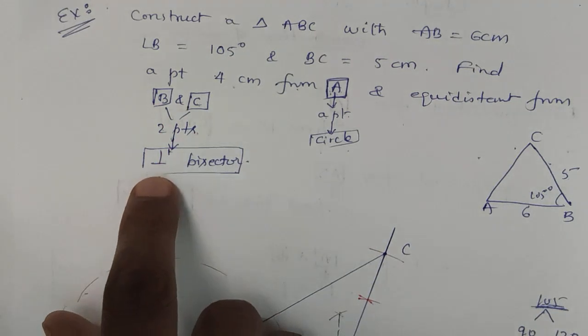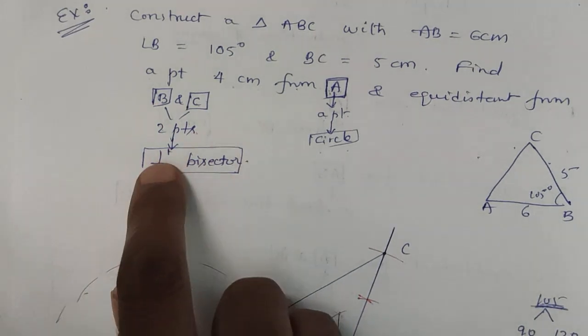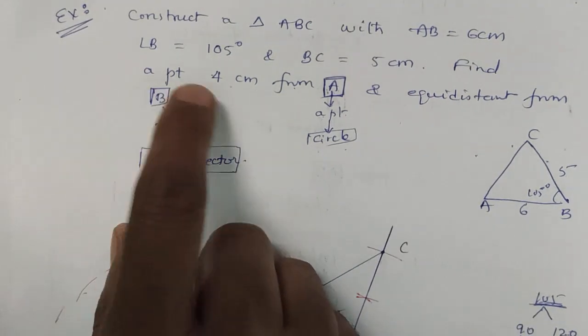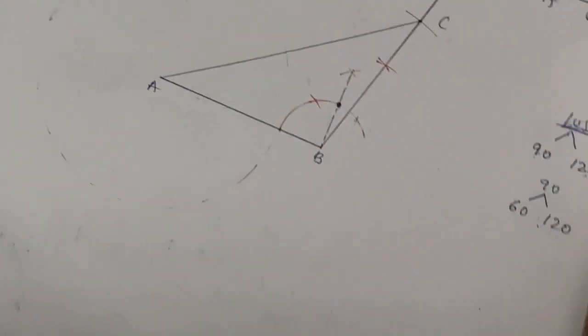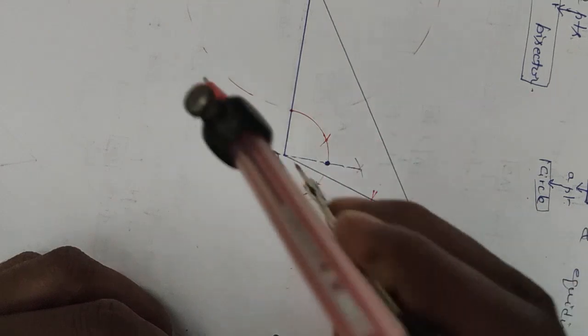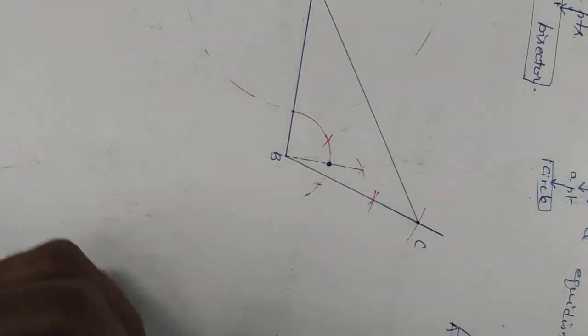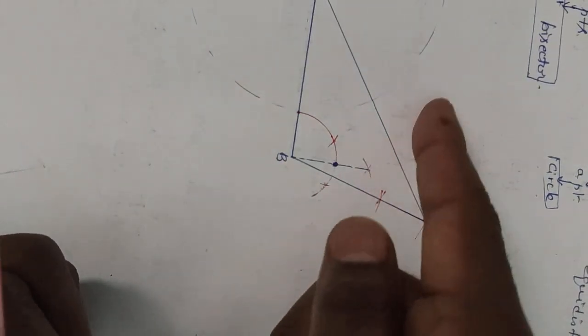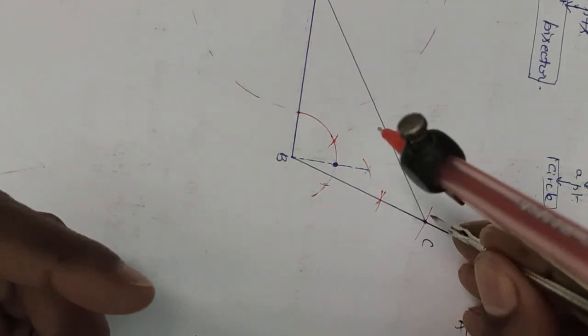When 2 points are given, perpendicular bisector. Where do we have to draw a perpendicular bisector? Between B and C. How to draw the perpendicular bisector? Between B and C, I have to go between like this. How to do? From B and C.